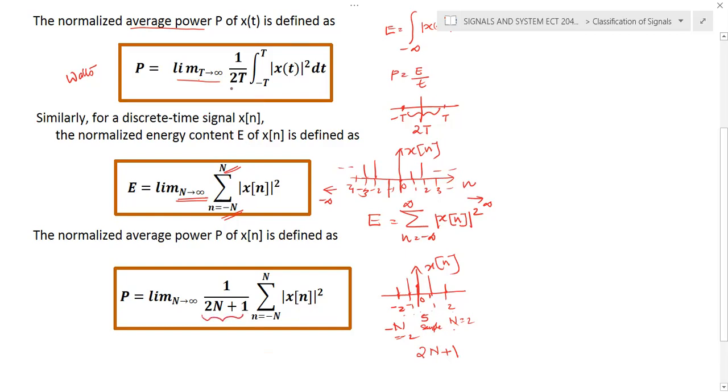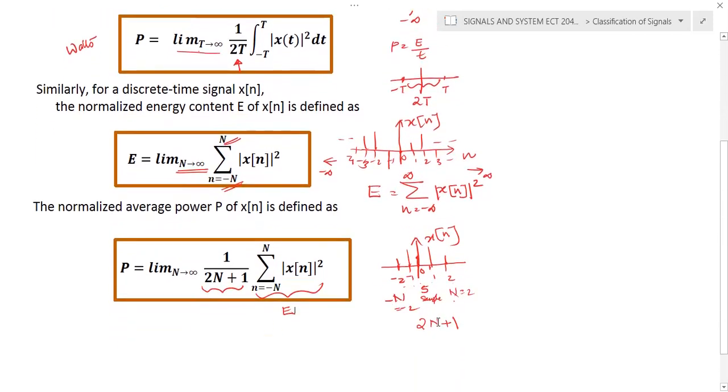It's very important. In the case of continuous time signal, it's simply 2t, but in the case of discrete time samples, it's 1 by 2n plus 1. And the remaining part is the energy equation. So energy by time, and for the sample values you should write 2n plus 1. This is the basic formula for calculating energy and power.